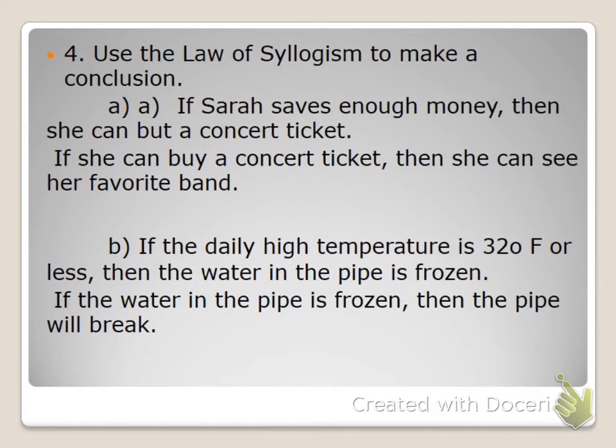All right, on example 4, we're using the law of syllogism to make a conclusion. So these are the ones where we're given 2 if-then statements. We have to come up with a third if-then statement from them. If Sarah saves enough money, then she can buy a concert ticket. If she can buy a concert ticket, then she can see her favorite band. So notice that we have part of it that's the same in both of them. She can buy a concert ticket.